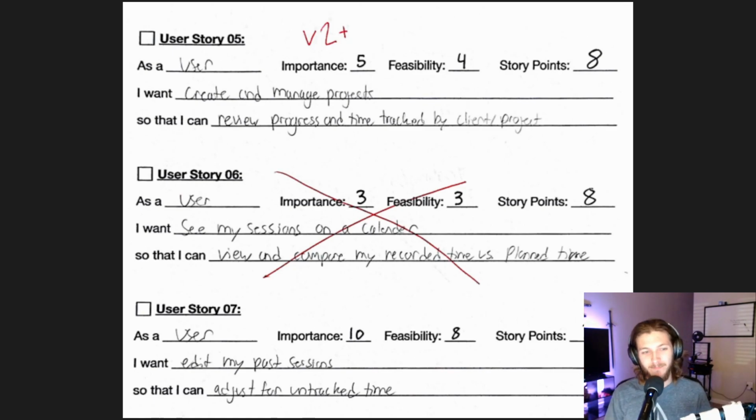So as a user, I want to be able to see my sessions on a calendar so that I can view and compare my recorded session time versus my planned time on my calendar. Importance is a 3. It's not essential to the core of the project. Feasibility is a 3 because it's going to need some sort of calendar integration, which means that you're going to deal with either Google validation, because Google Calendar is what I use, or Apple Calendar, all the rest of that crap.